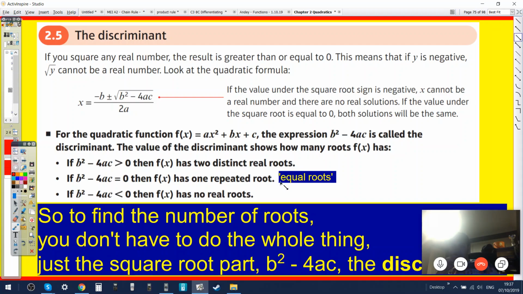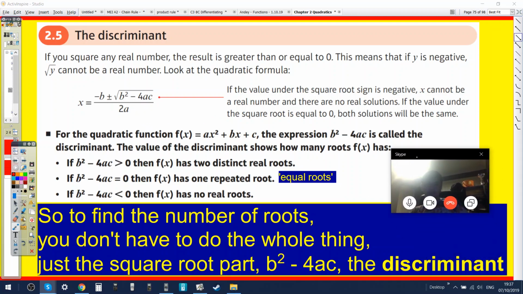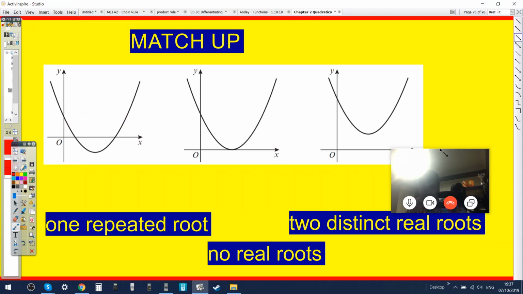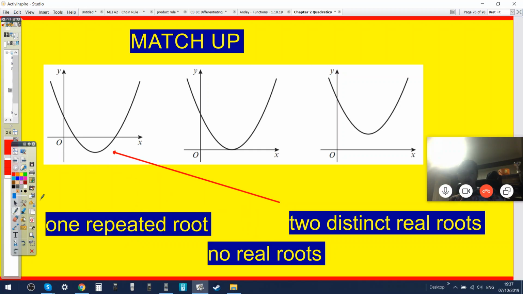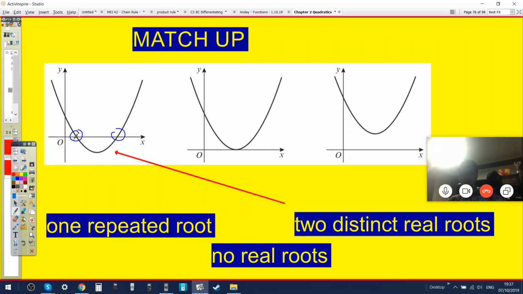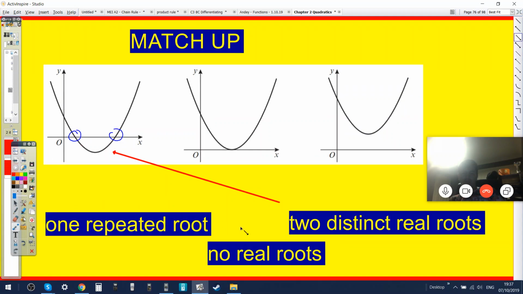And they give them different names. This part of the quadratic formula, b squared minus 4ac, is called the discriminant. Okay. Match them up. Okay. So, will the first one be 2 distinct real roots? Yeah. Second one, 1 repeated root. Yeah. And then third one, no real roots. That's it.